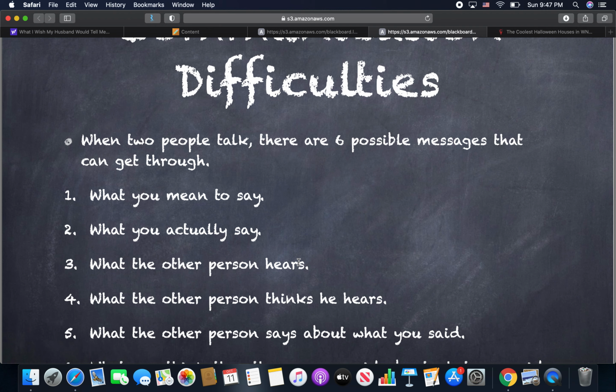But then there's what you actually say. My word choice may not have been best there, because saying you look awful, if maybe you're having a bad day, maybe you overslept, then when you hear what I actually said, it comes to number 3, what the other person hears you saying. Even though my meaning is that I'm concerned about you, what I actually say based on my word choice is that you look awful.